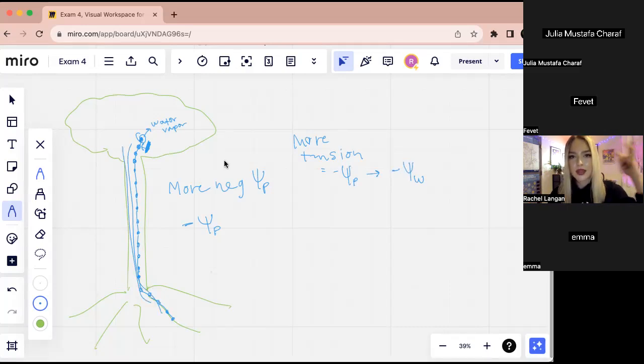So having that association in your head is going to be really important on the test. You should automatically think, if there's more transpiration happening, that's causing more negative pressure, that's lowering water potential. You should automatically go through that in your head. Less transpiration, you should think less negative pressure potential, less tension, so a higher water potential, a more positive water potential. Just ingrain that relationship into your head.